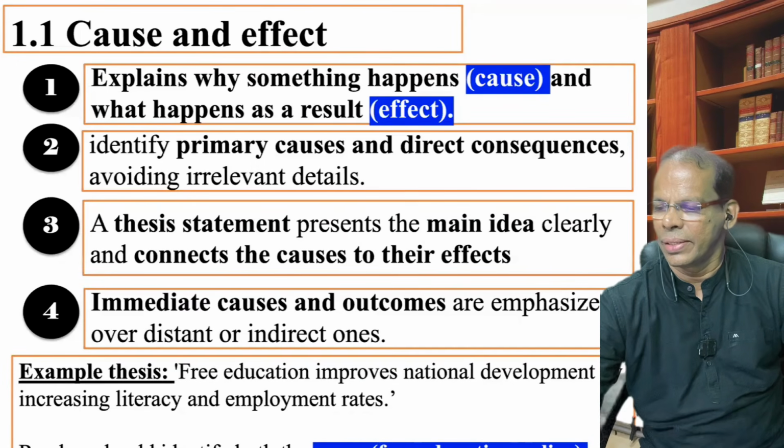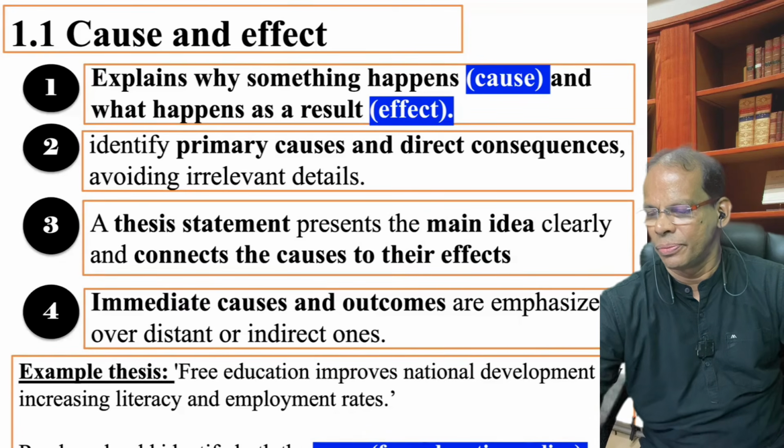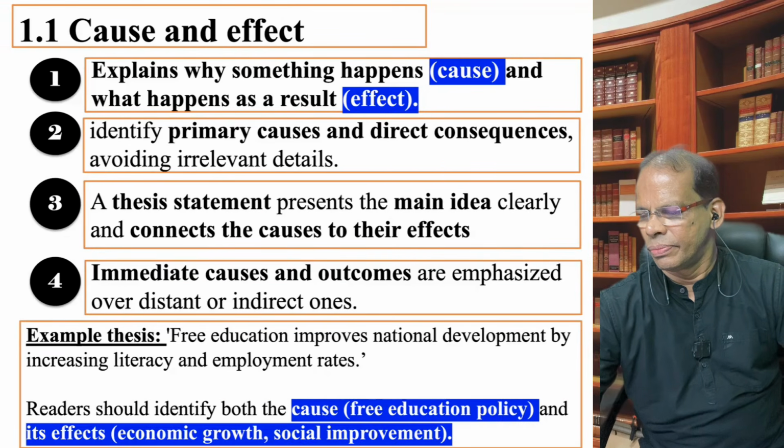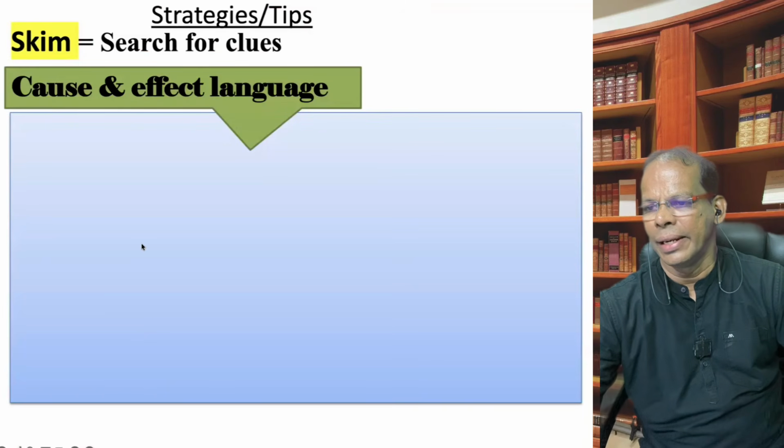Fifth example thesis: free education improves national development by increasing literacy and employment rates. It can improve national development by increasing literacy and employment rate. Readers should identify both the cause, free education policy, and its effects, economic growth and social improvement. Okay. Employment rates is the social improvement. Economic growth is increasing literacy. We will teach you details with examples.